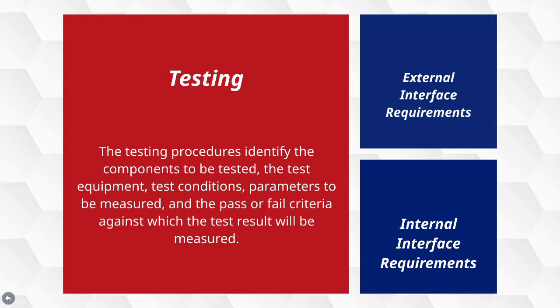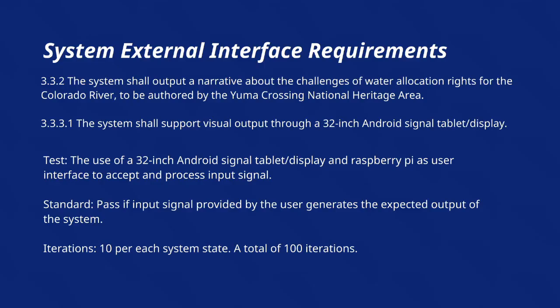Testing. The testing procedures identify the components to be tested, the test equipment, test conditions, parameters to be measured, and the pass or fail criteria against which the test result will be measured. However, due to a world pandemic and lack of resources, this phase of the project was never materialized. Instead, with the intent to provide some understanding of the procedure, we have selected two of the most relevant system requirements that can provide insight to what the test should be and the standard to which it must meet.